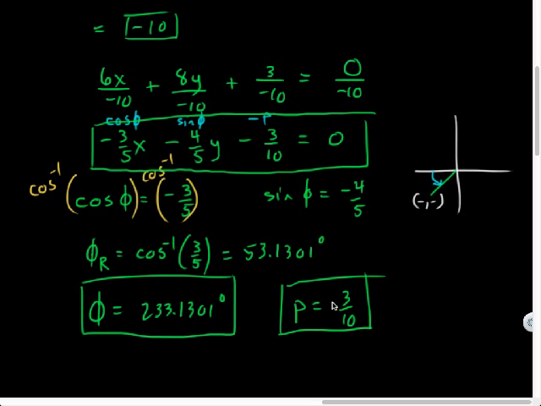Now, oddly enough, what if I took this normal form and multiplied both sides by negative 1?